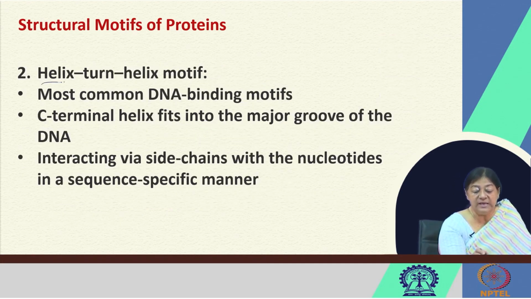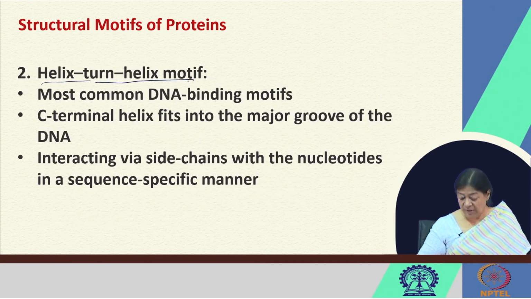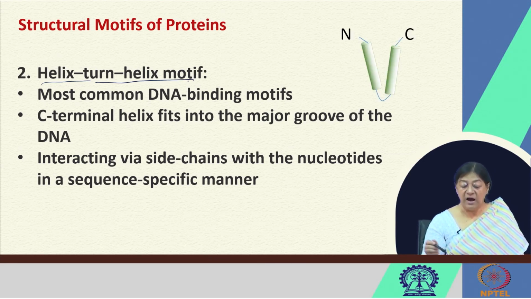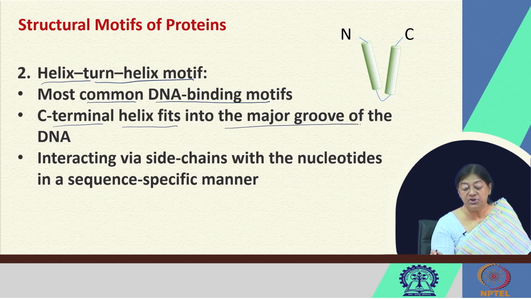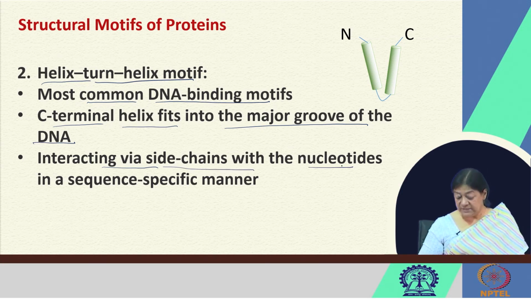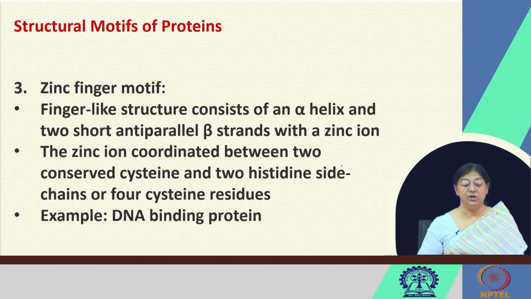When we look at a helix turn helix motif, these are found most commonly in DNA binding motifs, and the C terminus helix fits into the major groove of the DNA structure, and the interactions are via side chains with the nucleotides and in a sequence specific manner. So, there are specific ways in which these would interact with each other.